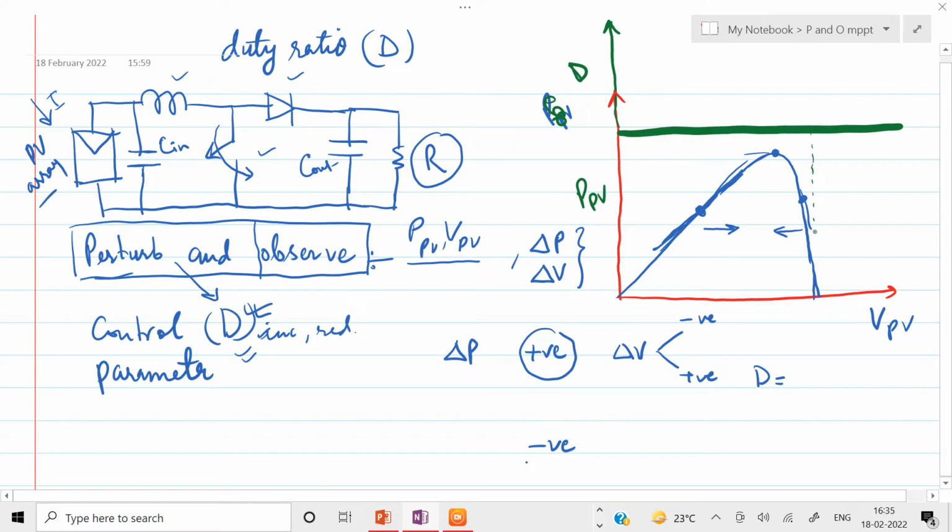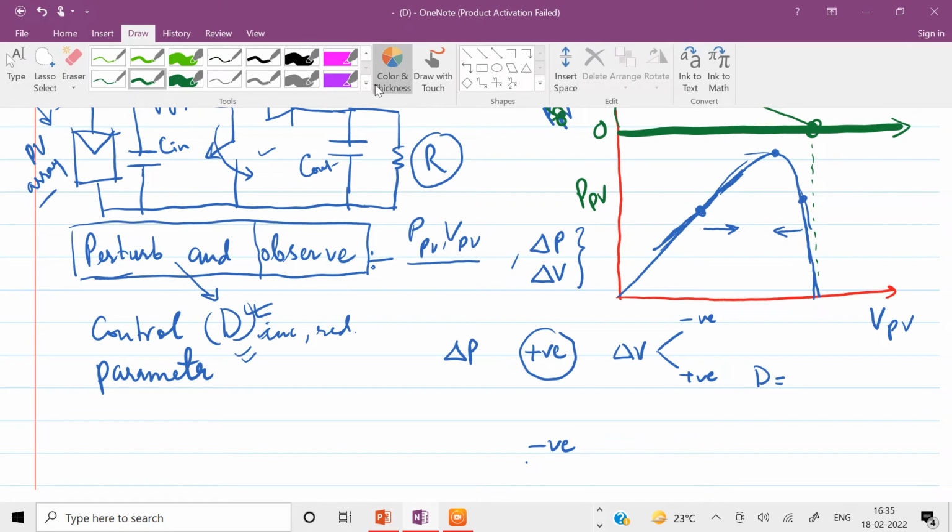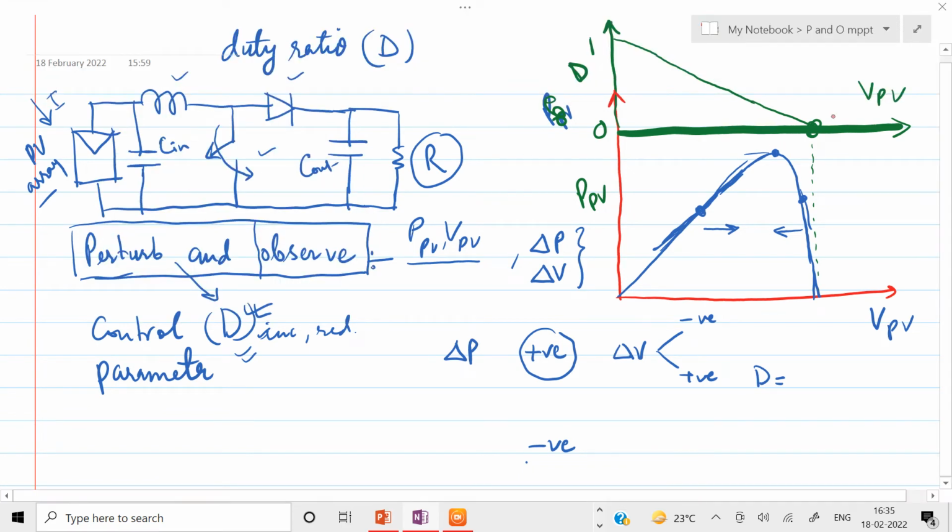So you see, if I try to draw the duty ratio versus the panel voltage, the duty ratio is varying from 0 to 1, and on the x-axis we have this VPV. So at the maximum value of VPV, the duty ratio is equal to 0. While at 0 voltage, the duty ratio is 1.